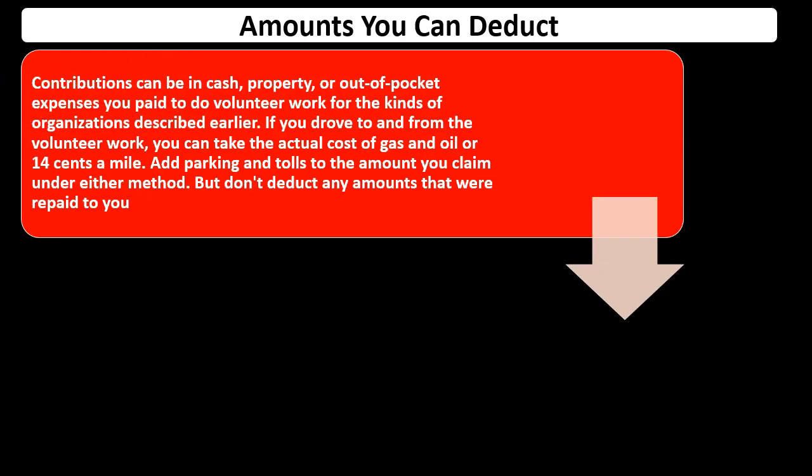Amount you can deduct. Contributions can be cash, property, or out-of-pocket expenses you paid to do volunteer work for the kinds of organizations described earlier. If you drove to and from the volunteer work, you could take the actual cost of gas and oil or 14 cents a mile. Add parking and tolls to the amount you claim under either method, but don't deduct any amounts that were repaid to you.